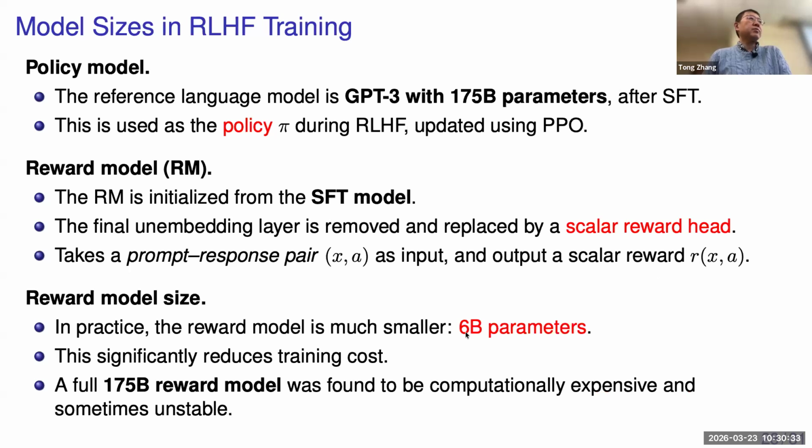And the reward model size is actually 6B. So that's much smaller. It turns out it significantly reduced the training cost, because they have a larger training data. Besides the training cost, they also mentioned something I found interesting, although it's not explained too well. Basically, a larger reward model was found computationally expensive and sometimes unstable in training. So basically, that's what they said.